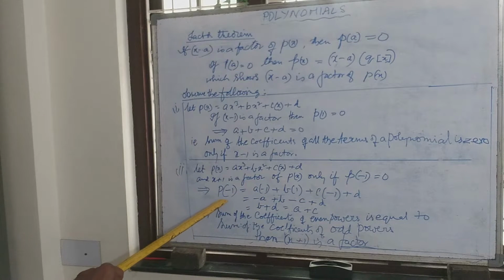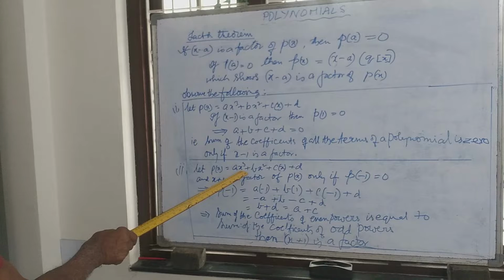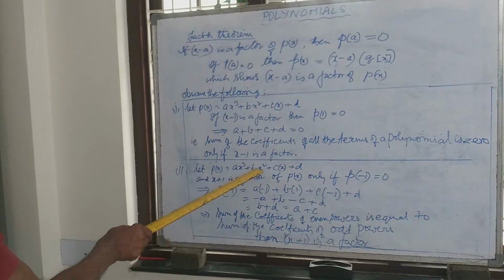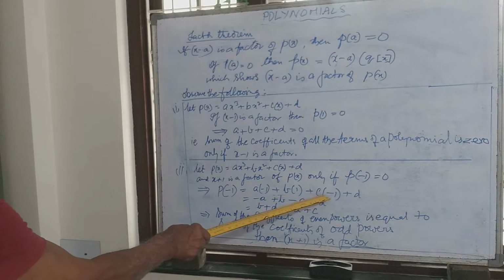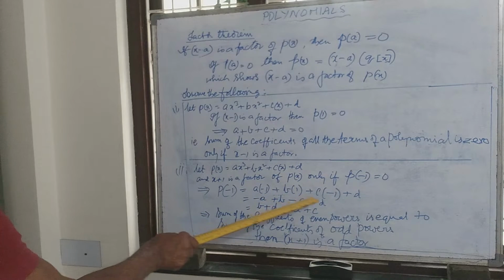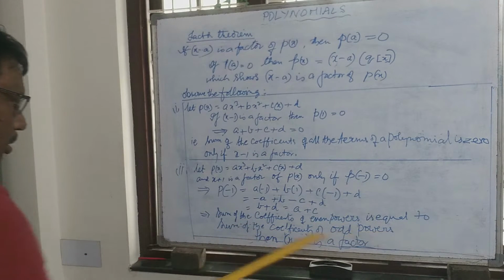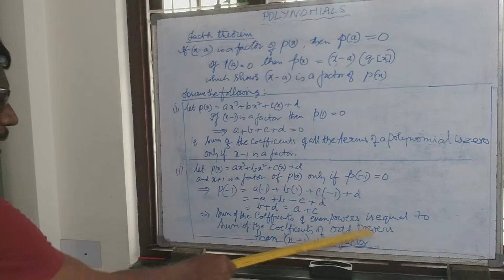So now find P(−1). Put −1 in place of x: a into (−1)³, b into 1, c into −1, and d. See what will happen: this is −a, this is b, this is −c, and this is d. So if we simplify it, b + d = a + c. What does this mean? You can write that the sum of the coefficients of even powers is equal to the sum of the coefficients of odd powers.